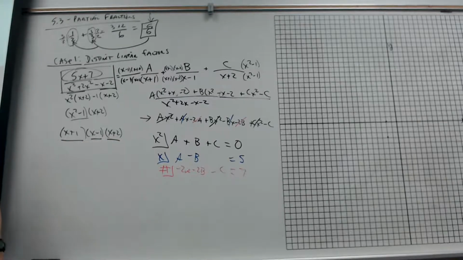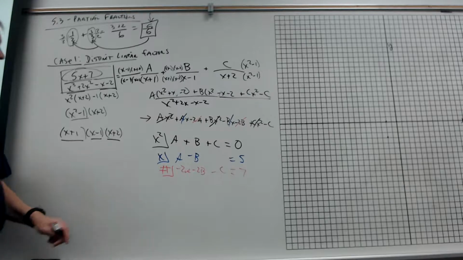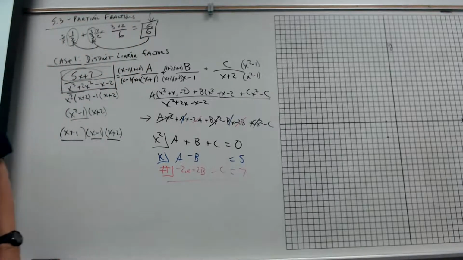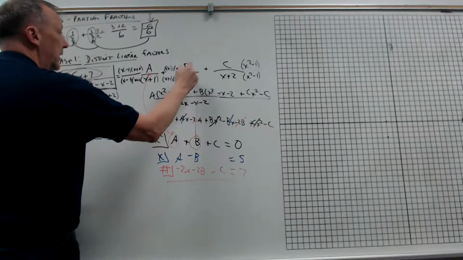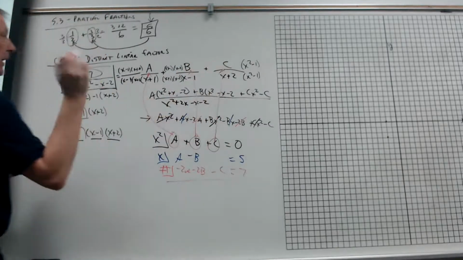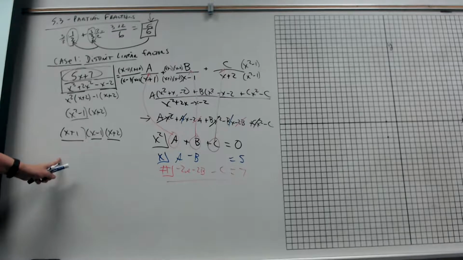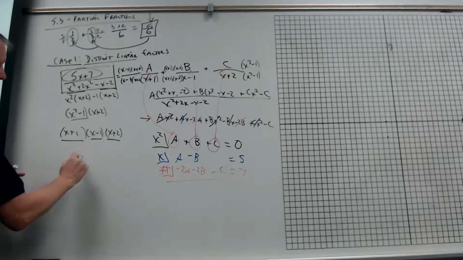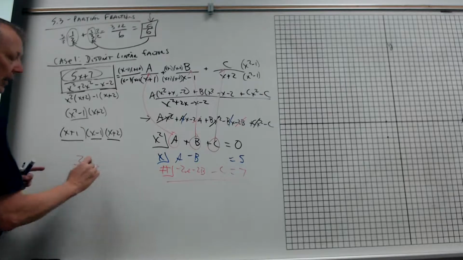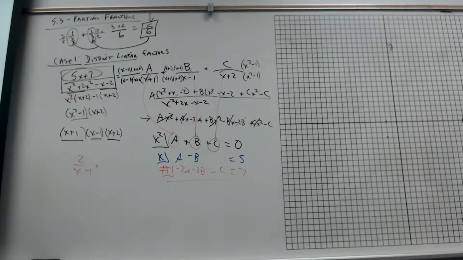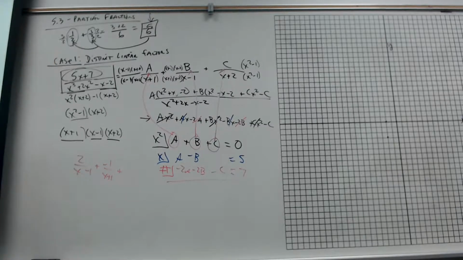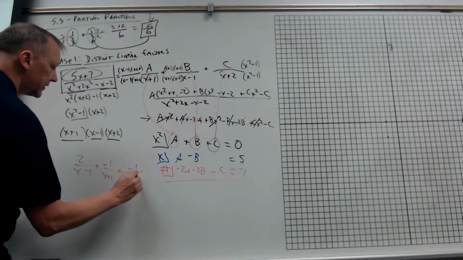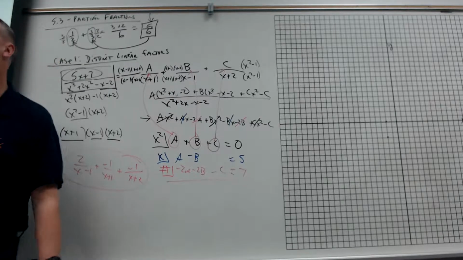Y'all just showed me you know how to solve that. Because we're out of time, I'm not going to solve it, but the A term is going to go here, the B term here, and the C term here. If you solve this, you should get A equals 2, so you're going to get 2 over x minus 1, plus B, which is negative 1 over x plus 1, plus C, which is negative 1 over x plus 2. Okay?